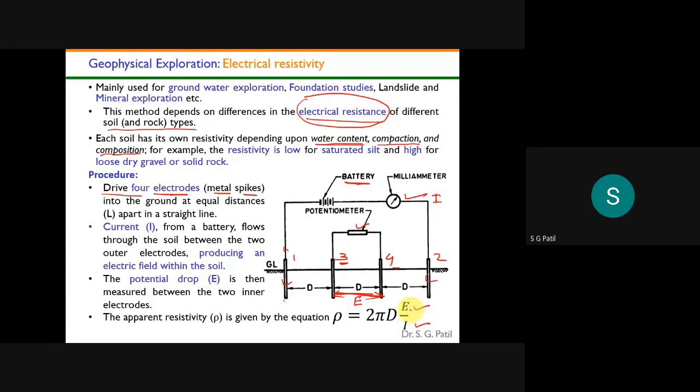In my previous case, what parameters did I have to measure? I had to measure only one parameter there, the arrival of the shear wave velocity at each geophone. Anyway, the distance is fixed. But here we are measuring 2 parameters: the current, as well as the potential drop.